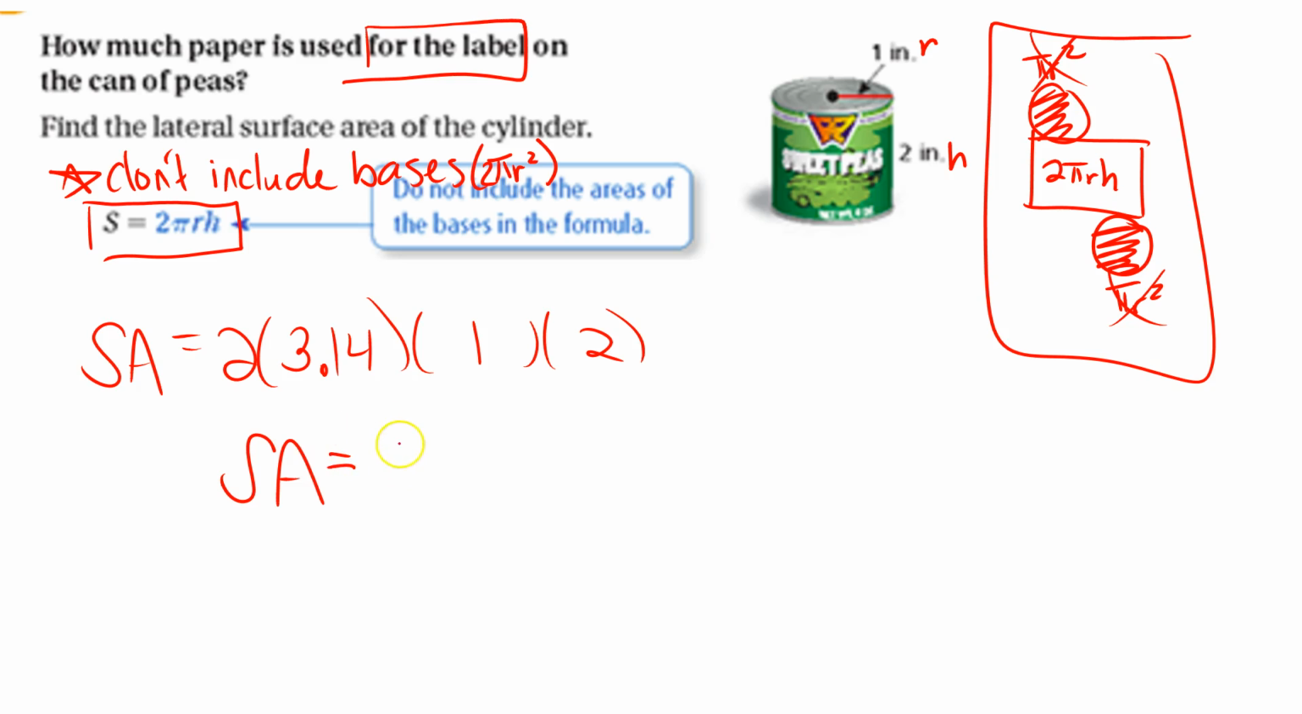You should get surface area equals 12.56.